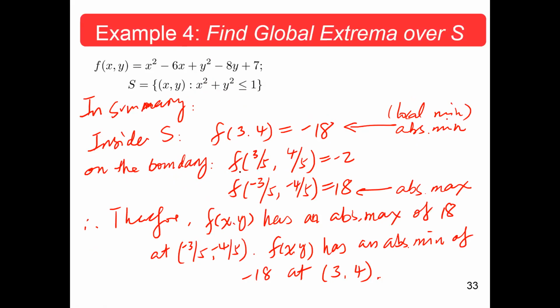By using the trig substitution, you can find its extreme value at these 2 points, 3/5 and 4/5, -3/5 and -4/5, with these two function values. Put all 3 together, we can find the absolute max and absolute min. So it's kind of interesting here. The absolute max here occurs on the boundary, right? The absolute min occurs inside of the set S.